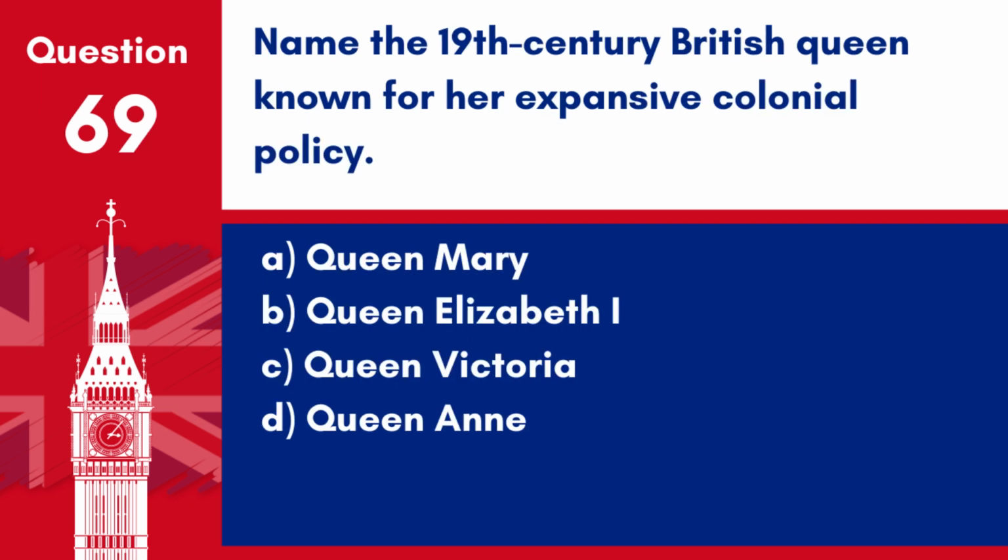Question 69. Name the 19th century British Queen known for her expansive colonial policy. A. Queen Mary. B. Queen Elizabeth I. C. Queen Victoria. D. Queen Anne. Answer C. Queen Victoria. Queen Victoria, whose reign marked the height of the British Empire, oversaw a period of industrial expansion, cultural development, and colonial expansion.